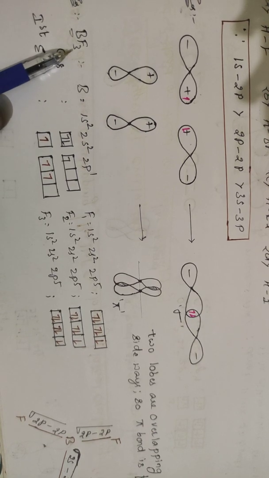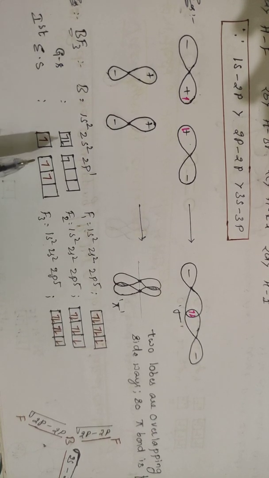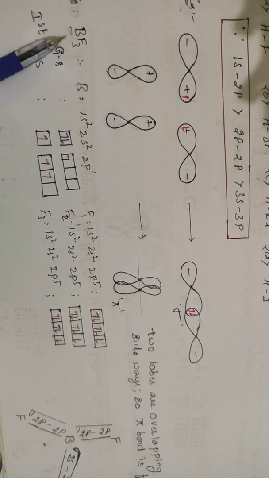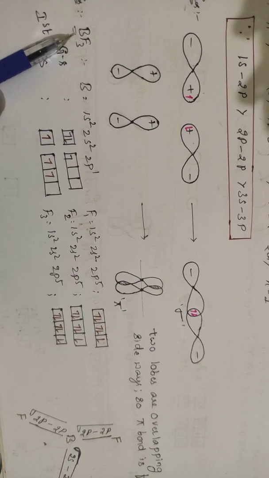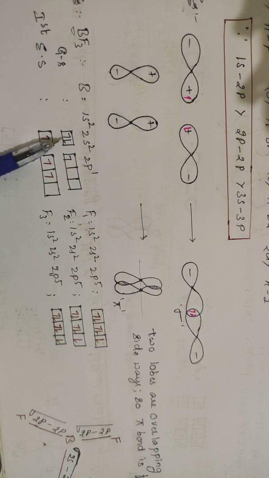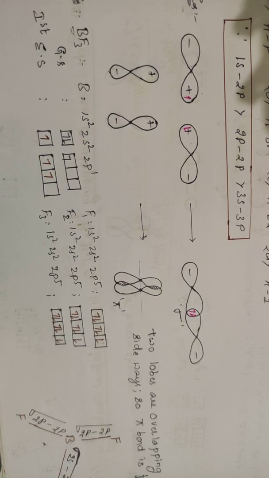See, but in BF3 we are having 3 bonds. Okay, B is linked with the 3 fluorine atoms. But you are having how many unpaired electrons? Only 1. Means you should be having 3 half-filled orbitals in boron. But here you are having ground state only 1. So provide some amount of energy so that the electron, whatever that is present in this, get excited. So that what you will be having? Now you are having 3 unpaired electrons.